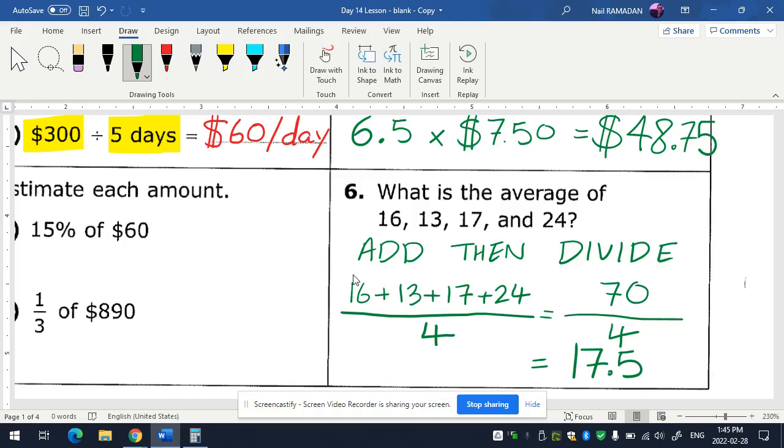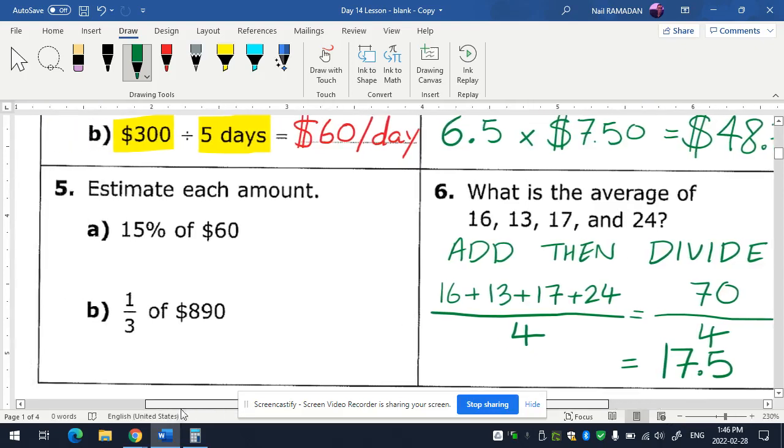Out of how much? I don't know. We have no idea what those scores are out of. They could be out of 25, they could be out of 30, they could be out of 100. Whatever it is. Okay? But that's important. Just know how to get the average always like this. Okay? Now we go to this one.